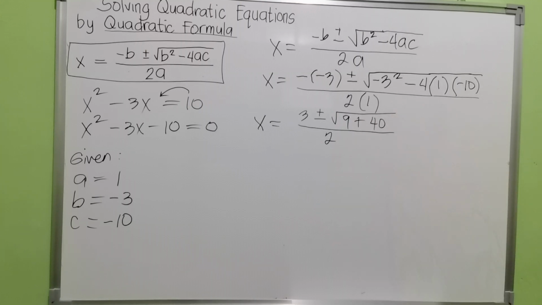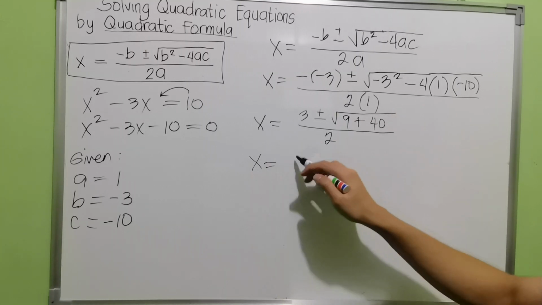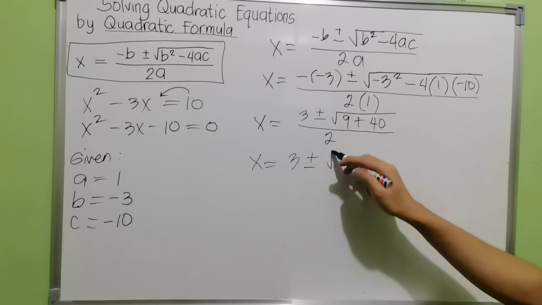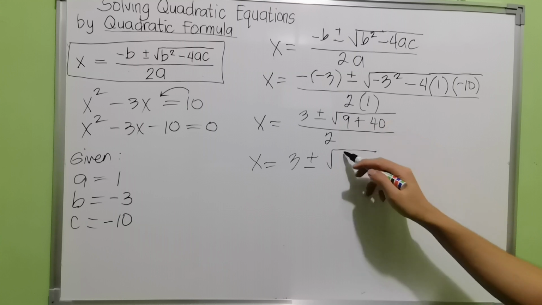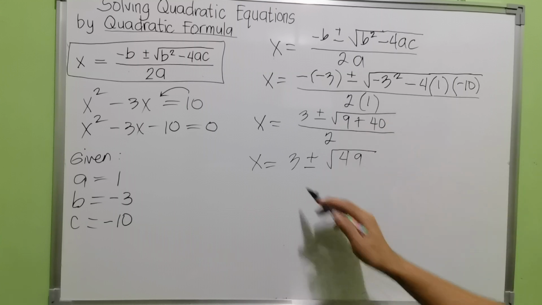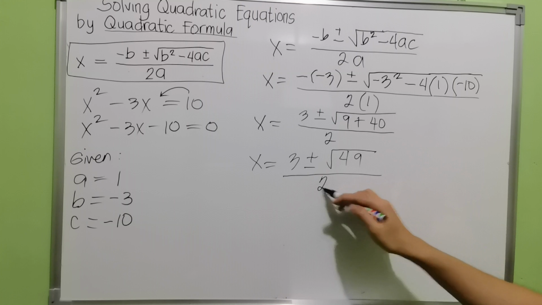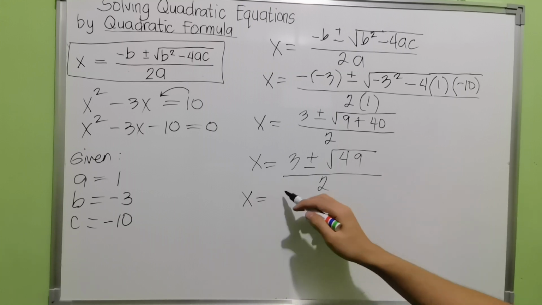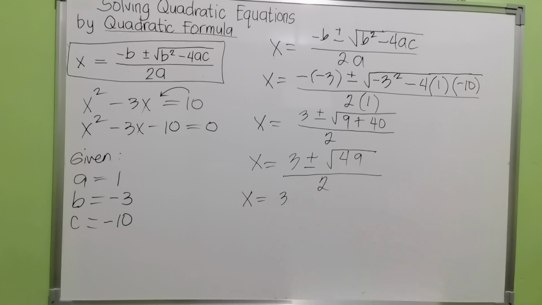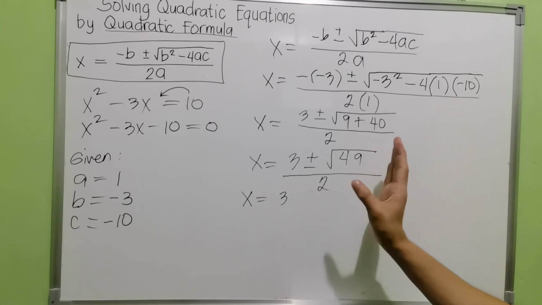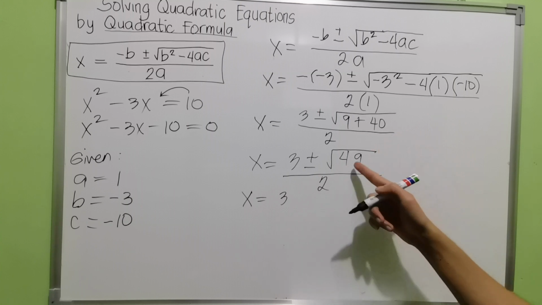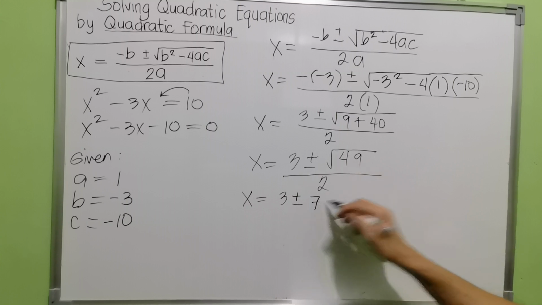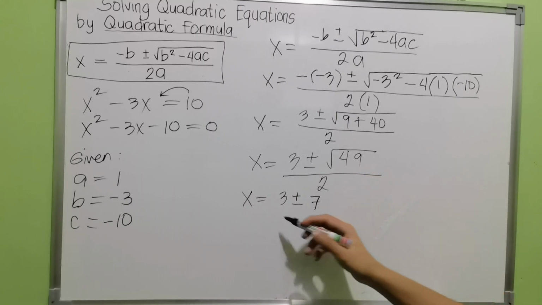Next, x equals 3 plus minus square root of 9 plus 40, which equals 49, divided by 2. Next step, we have x equals 3. We have to simplify the square root of 49 because 49 is a perfect square. So we change this into a whole number: the square root of 49 is 7, because 7 times 7 is 49.